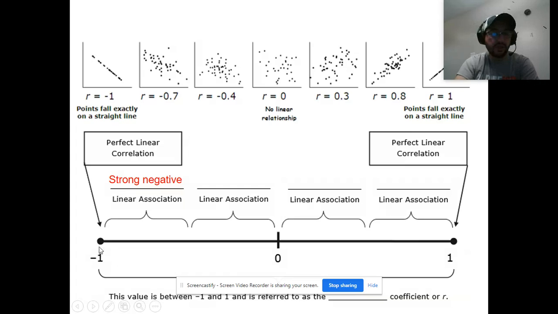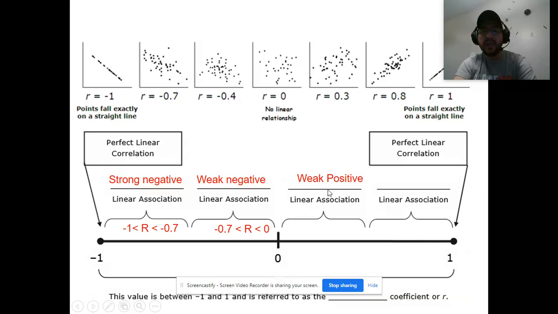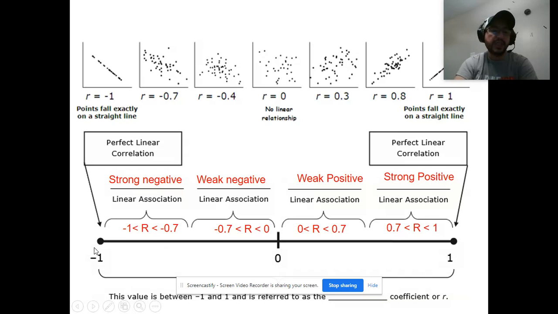And if you're getting really close to -1, like from -0.7 to -1, it will be a strong negative. Between 0 and -0.7 will be weak negative, and between 0 and 0.7 will be weak positive. 0.7 to 1 will be a strong positive. So 1 means perfect positive correlation, -1 means perfect negative correlation, but in between we have strong and weak, positive and negative.